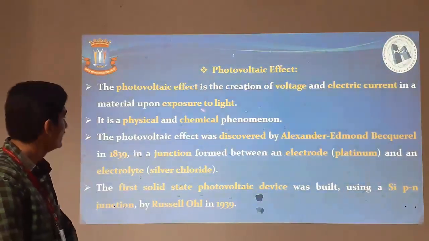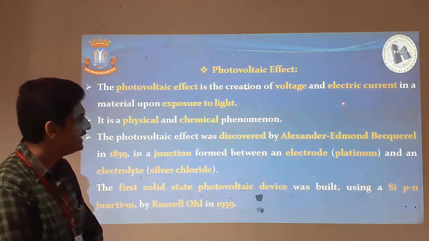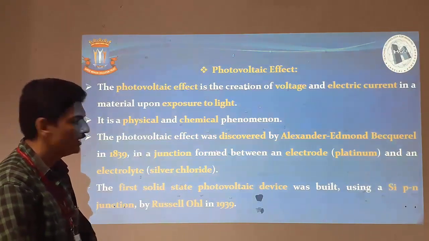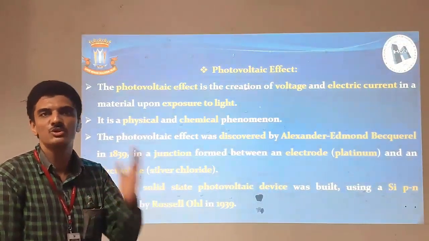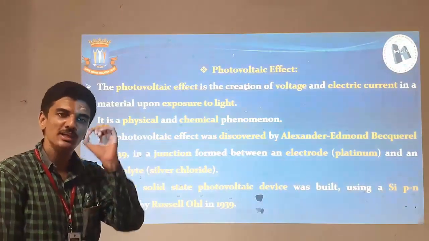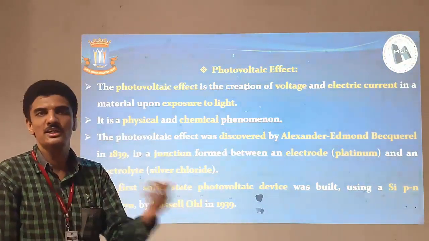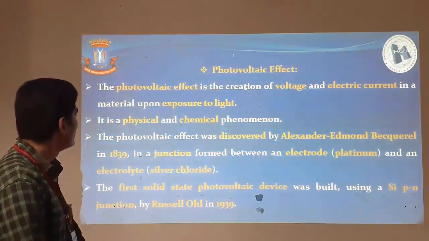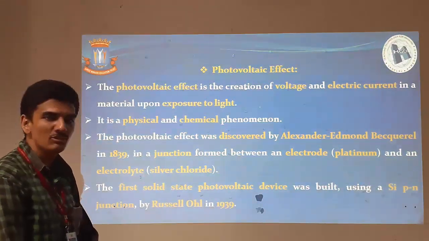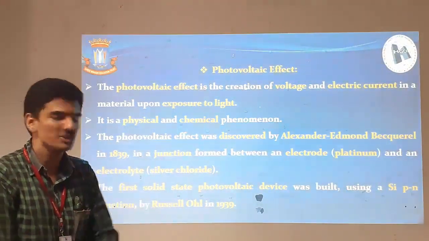As I mentioned, the photovoltaic effect is the creation of voltage and electric current in a material upon exposure of light. Light is nothing but the source of photon energy, and you will be able to produce voltage or electric current by an exposure of this light source. It is a physical and chemical phenomenon. So this is the combination of physics and chemistry.